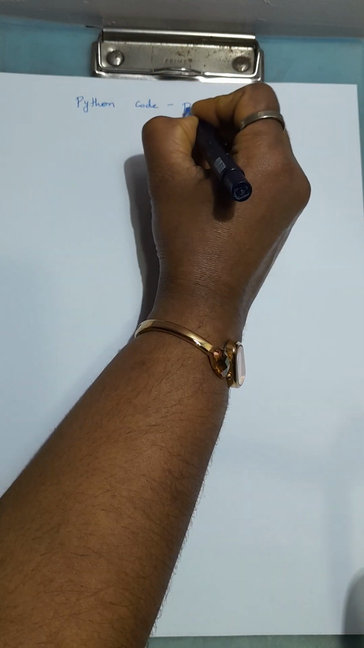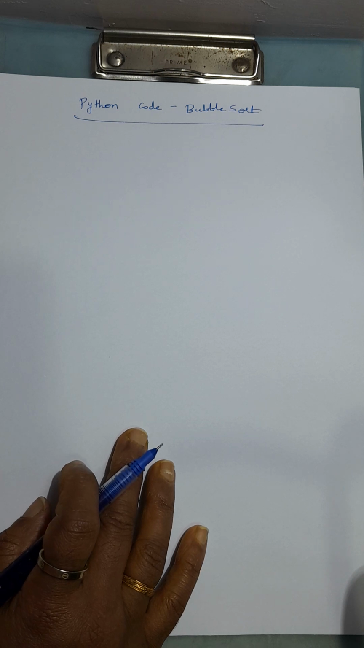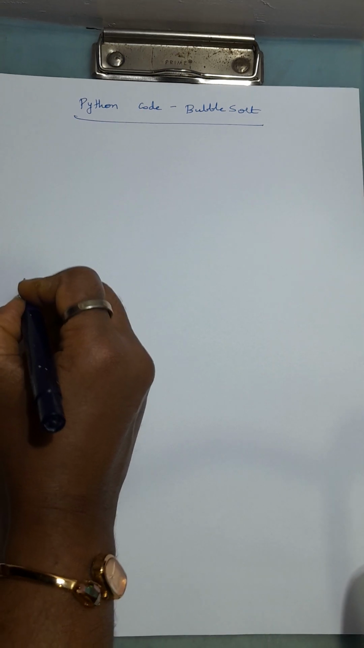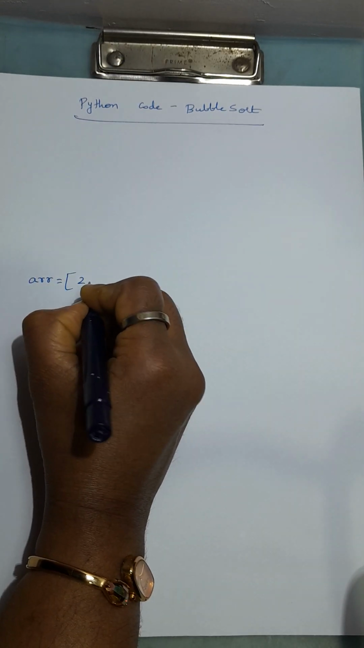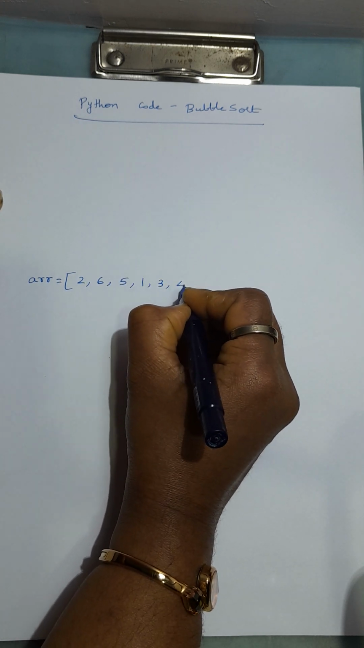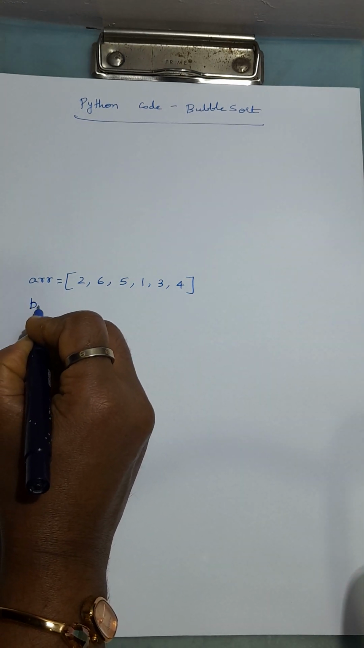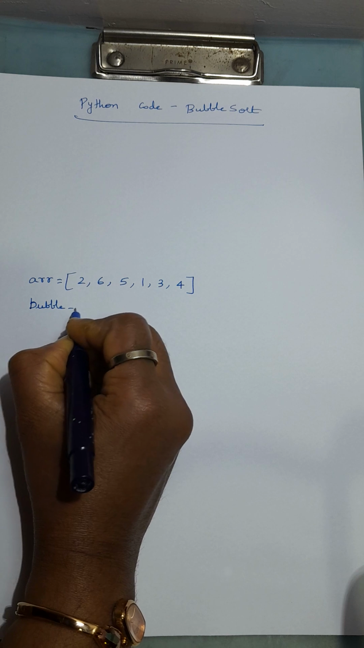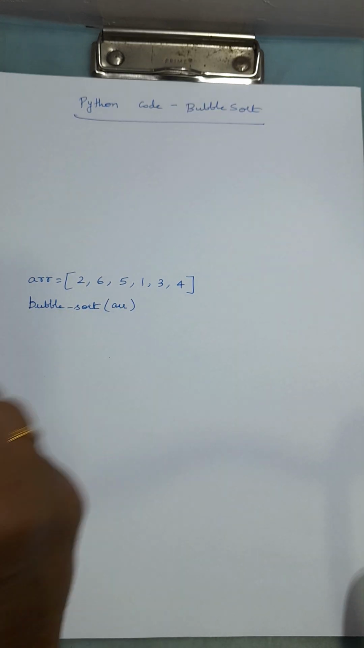Python code for bubble sort. Now see how do I actually write. So first I need to initialize the array elements. So I'll just take array is equal to 2, 6, 5, 1, 3 and 4. It is a list. Then I make a function call to bubble sort and pass array as the argument.